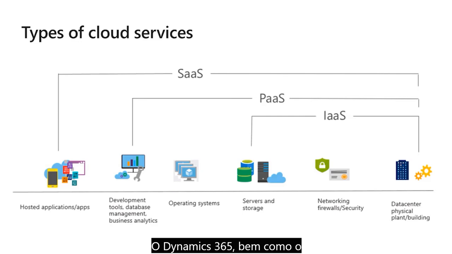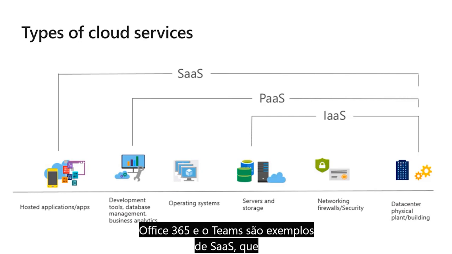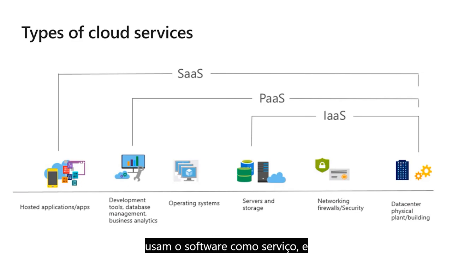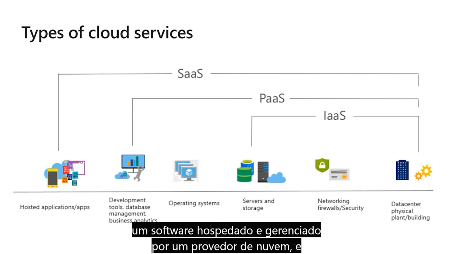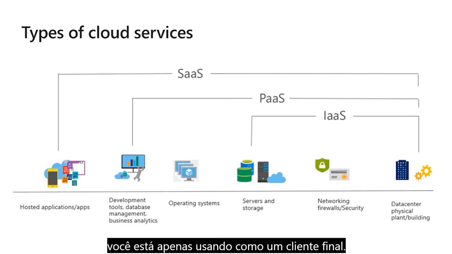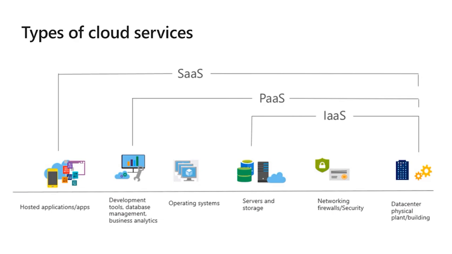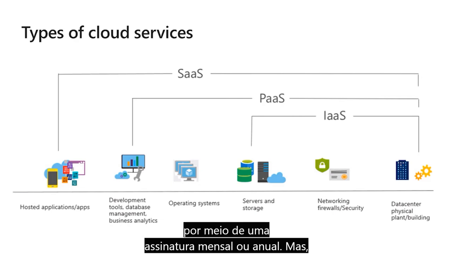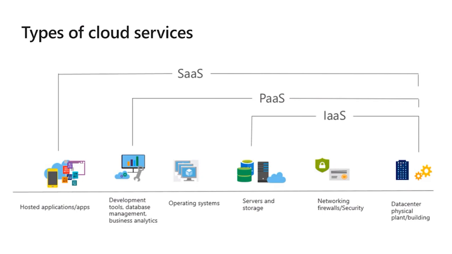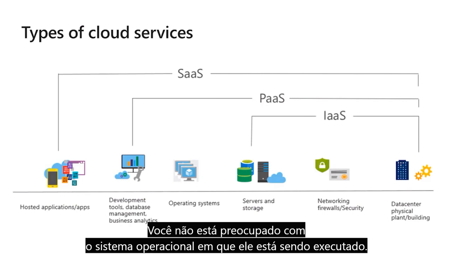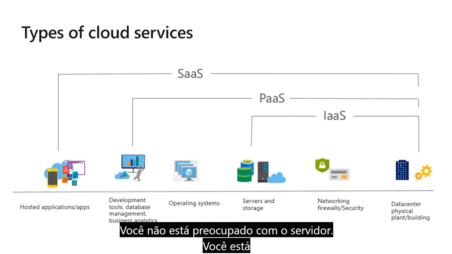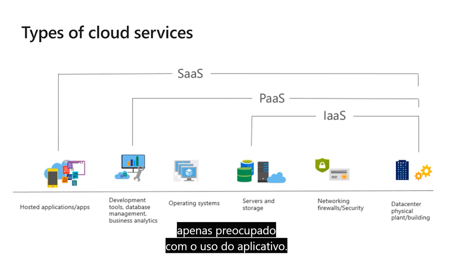Dynamics 365 as well as Office 365 Teams are all examples of SaaS, which is software as a service. This is where you are basically using software that's hosted and managed by a cloud provider, and you're just using it as an end customer. Usually these are licensed through a monthly or annual subscription, but again, this is what Dynamics 365 is. You're not worried about the operating system it's running on. You're not worried about the server. You're just worried about using the application.